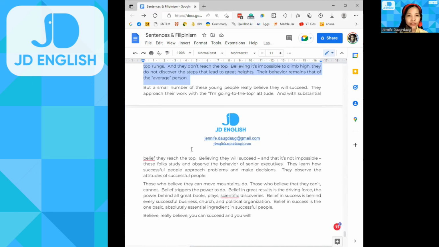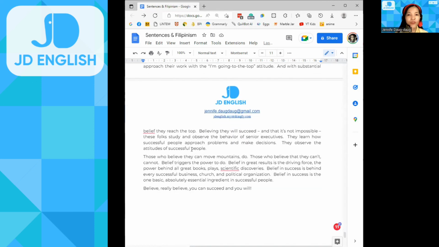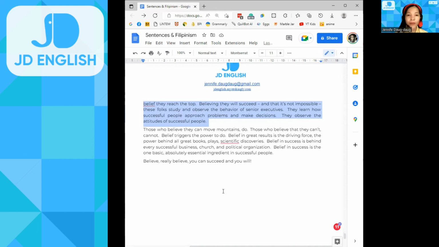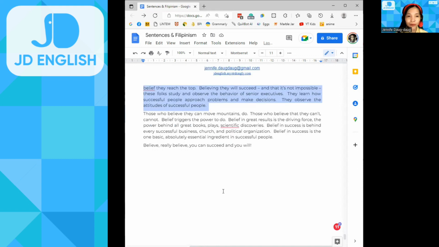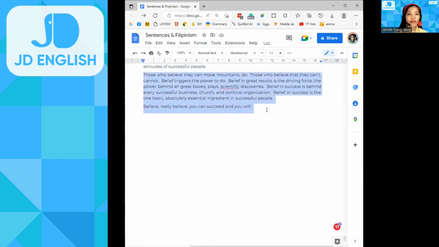But a small number of these young people really believe they will succeed. They approach their work with the I'm going to the top attitude, and with substantial belief, they reach the top, believing they will succeed and that it's not impossible. These folks study and observe the behavior of senior executives. They learn how successful people approach problems and make decisions. They observe the attitudes of successful people. Those who believe they can move mountains do. Those who believe that they can't cannot.